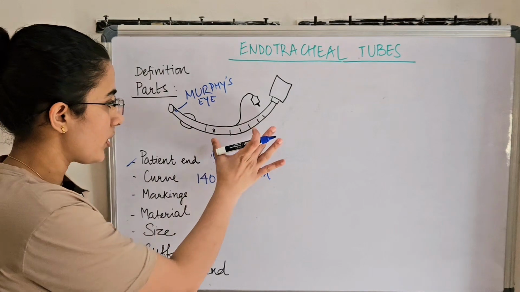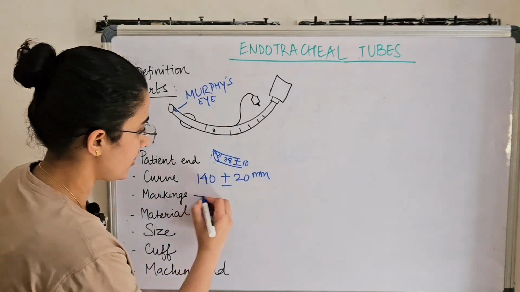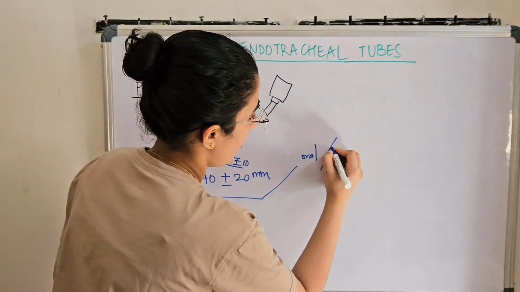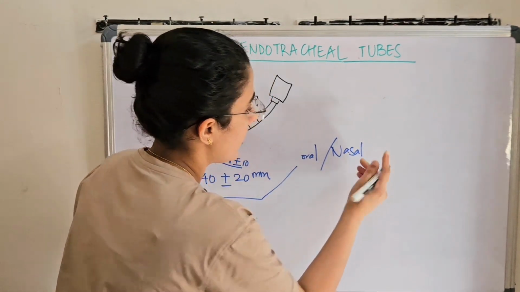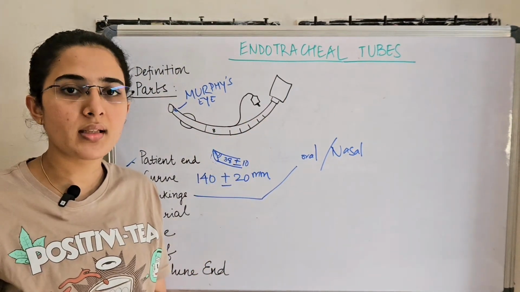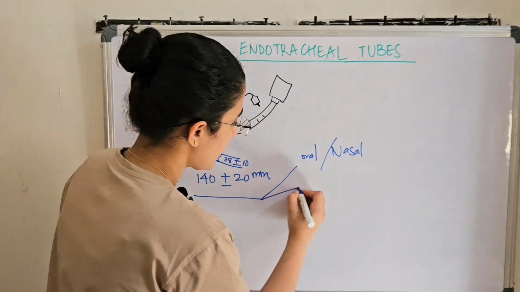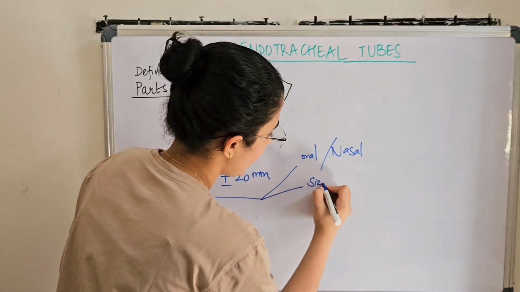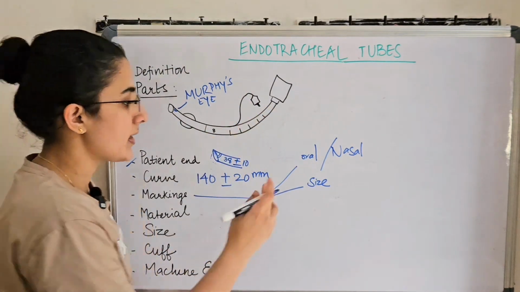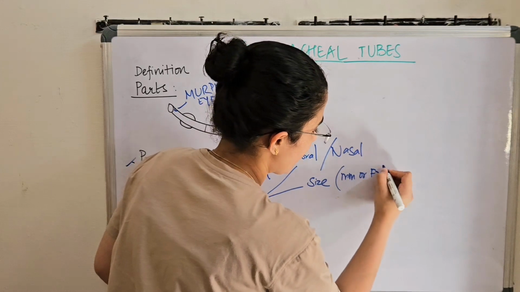In the body of the tube there are several markings. First of all, it includes whether it is oral or nasal. These two things will be written on the tube itself. Certain tubes are supposed to be put only orally or nasally. Next, we will see the size of the tube that may be often written on the endotracheal tubes. The size will be in millimeter or in French.